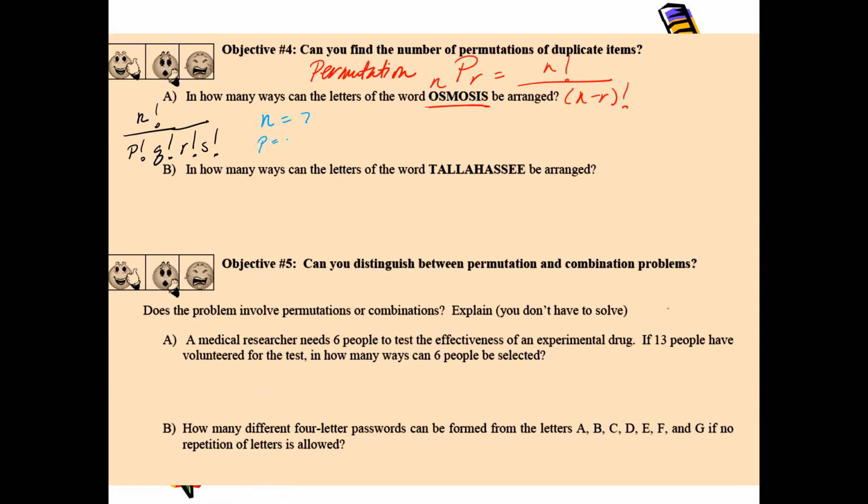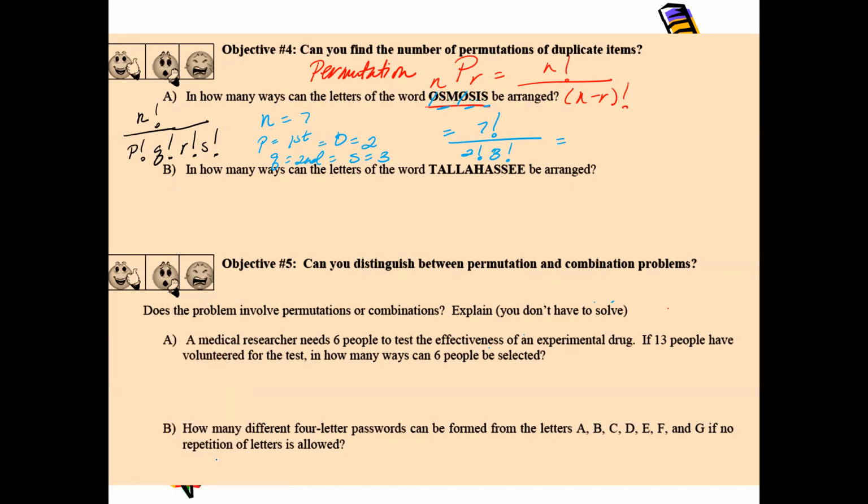Then my P is going to be my first repeated letter, which in this case is going to be the letter O. And it's repeated 2 times. Q is going to be my second repeated letter, and in this case, it will be the letter S. And it's repeated 3 times. And that's it. There's nothing else that's repeated. So I would do 7 factorial divided by 2 factorial for the P, 3 factorial for the Q.